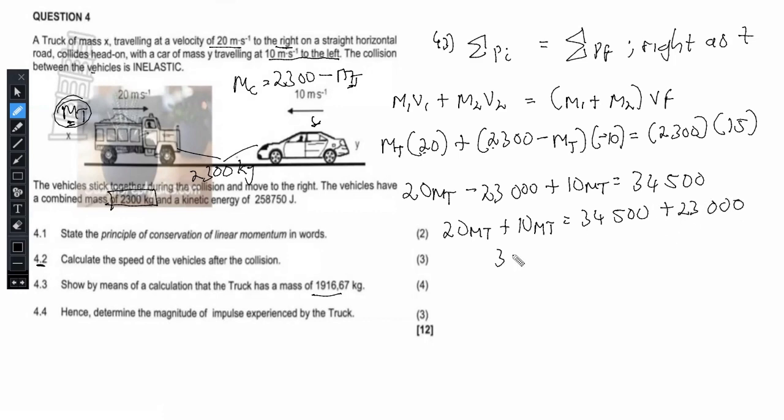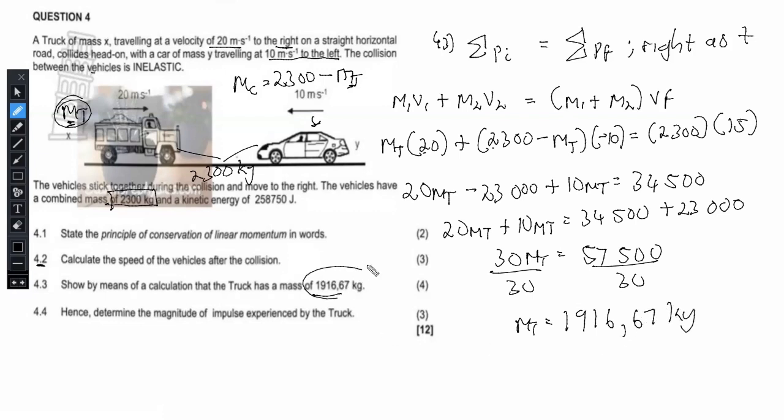Right. And then this will give us 30 mt is equals to, when we add those ones on the right, we are getting 57,500. And then we can now divide both sides by 30. So this is going to give us 1,916.6667. So if we round off to 2 decimal places, it's 67 kg.